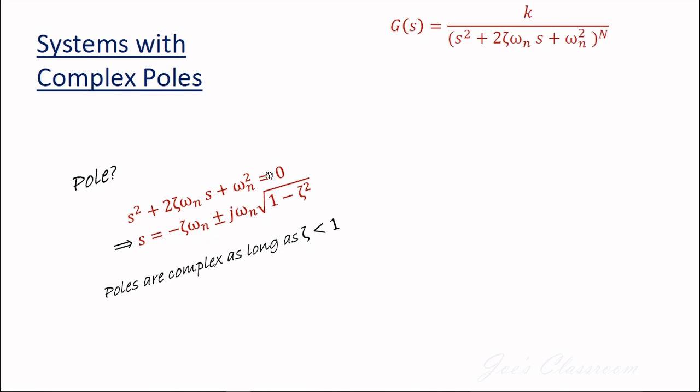By observing this, you will be able to understand that as long as the zeta value is lesser than 1, the roots are going to be complex conjugates. Therefore, for a quadratic polynomial to have complex conjugate roots, the important condition is that the damping ratio, zeta, should be lesser than 1. And this is an important point to note.